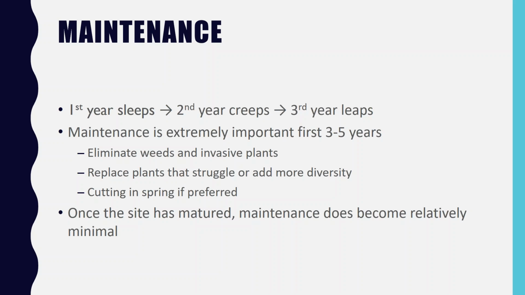You want to, in those first 3 to 5 years, replace plants that struggle, so if you plant an area and that plant is not doing well, you can consider moving it to a different area, maybe replacing it. And then if things aren't taking off, possibly add more diversity in there, things like that. And then you don't need to cut the plants, but cutting is an option once you start to get the big stalks and stuff.